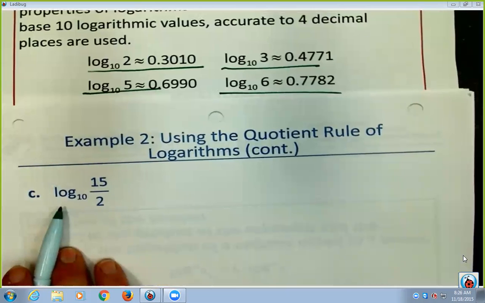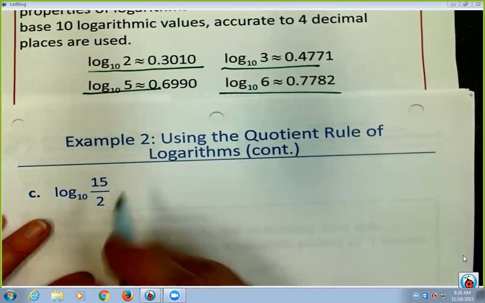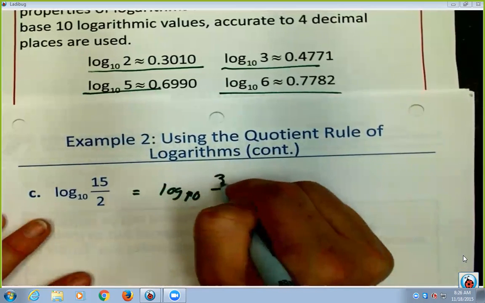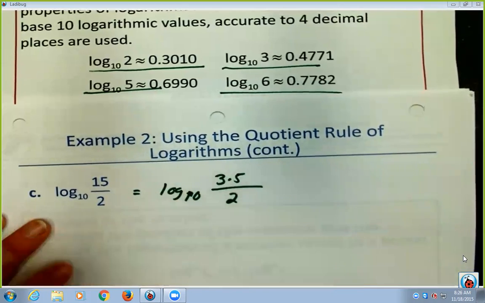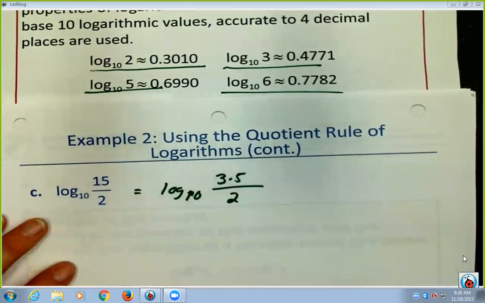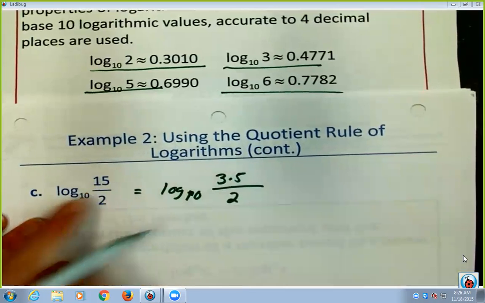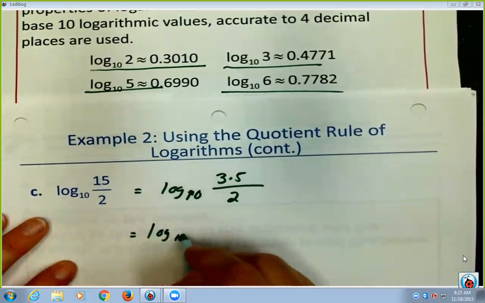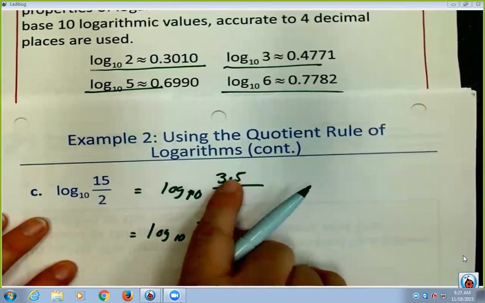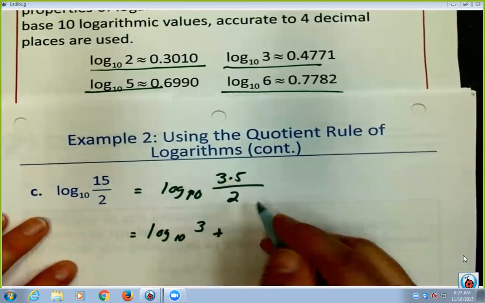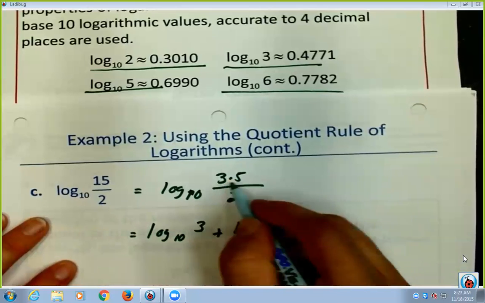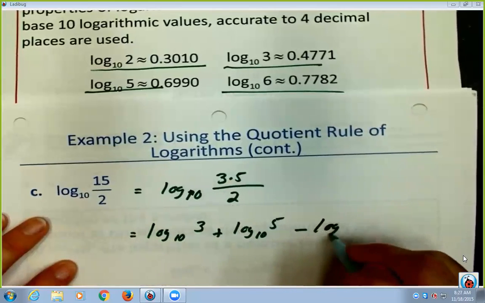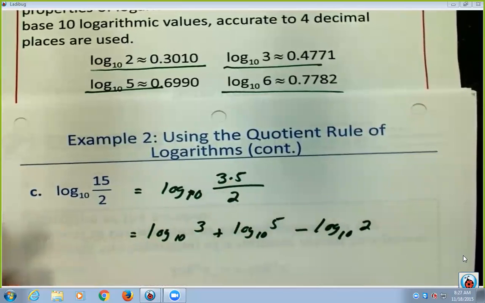So if I expand this thing out, what happens to it? So 15 becomes 3 times 5, and the 2 remains on the bottom. We good there? 15 is 3 times 5. So what does this mean? Well, if I expand it, I have log 10, 3, because it's a multiplication in the numerator plus log 10, 5, minus, because it's the denominator, log 10, 2. Okay?